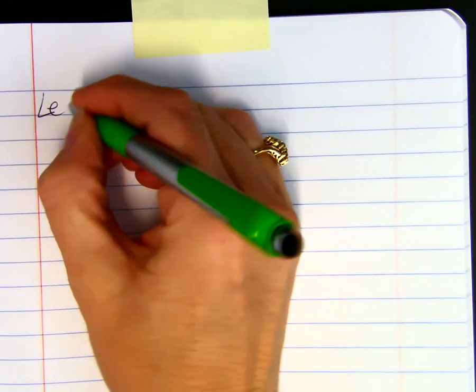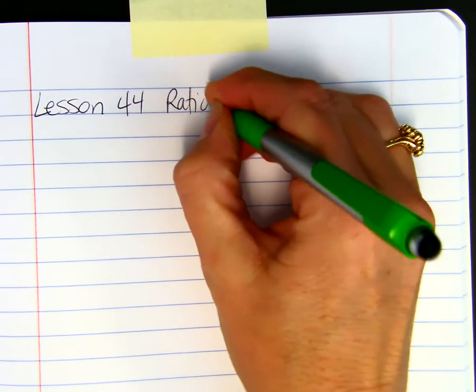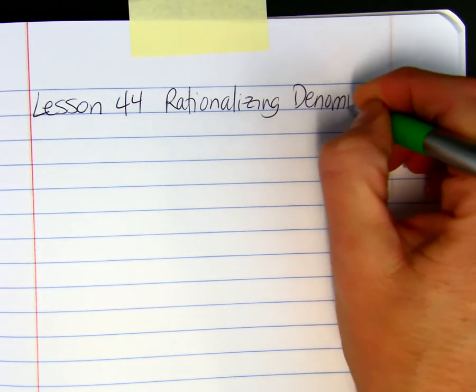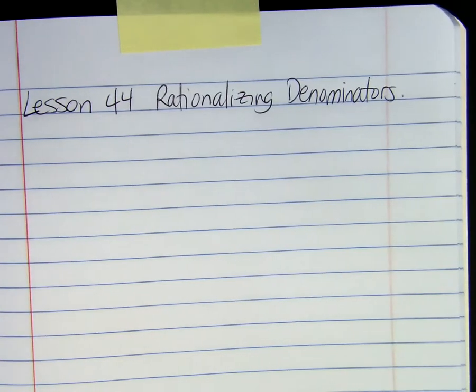Lesson 44, Rationalizing Denominators. In other words, you cannot have an irrational number in the denominator.